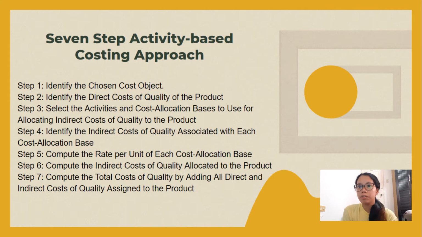Step 5. Compute the rate per unit of each cost allocation base. Step 6. Compute the indirect cost of quality allocated to the product. And the last step, compute the total cost of quality by adding all direct and indirect costs of quality assigned to the product.